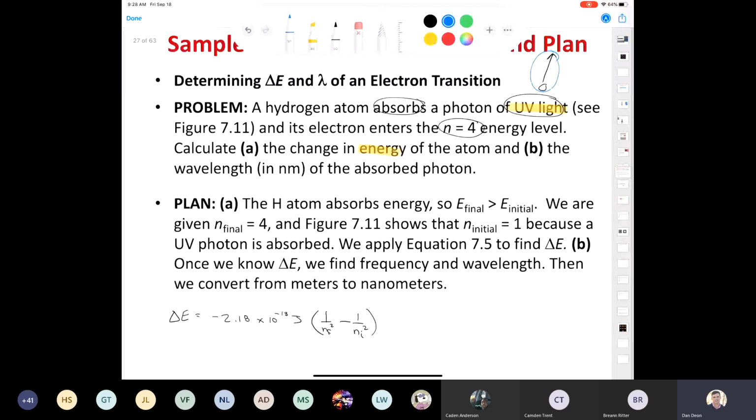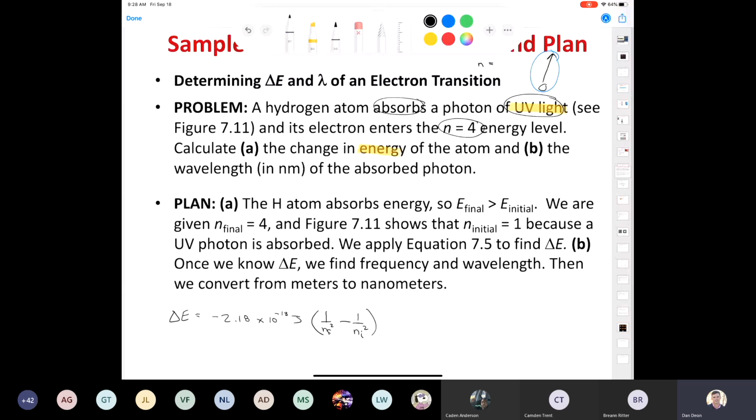And it says to look at figure 7.11, it says that its electron enters the n equals 4 energy level. Now, something that I told you last class is if you look at figure 7.11, you'll see that n is equal to 1 when you have ultraviolet light. The first n, or the lower energy level, is n is equal to 1. So that's going to be our n initial. Okay, so our n initial is going to be equal to 1. Our n final is 4, right?